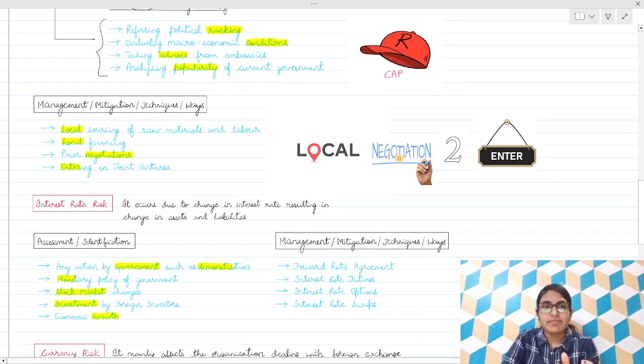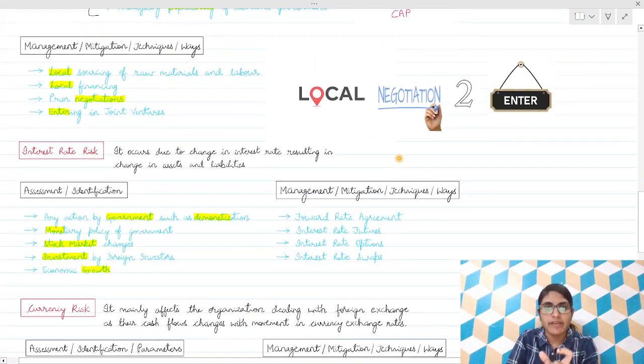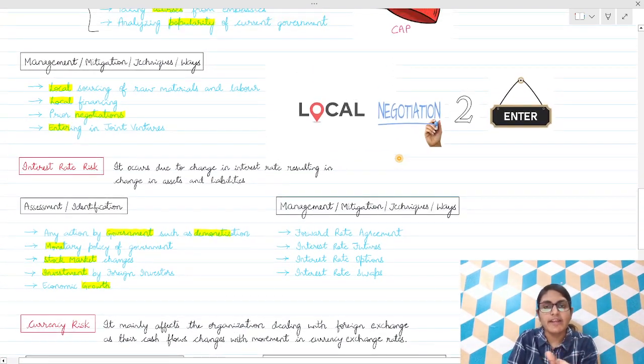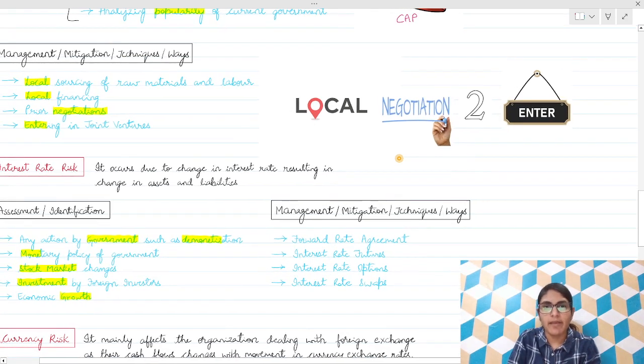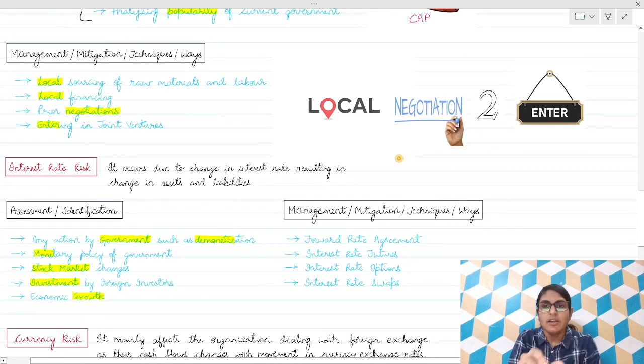Next, management or mitigation of risk or ways of political or country risk. How will you manage? Again, local negotiations to enter. You have to make local negotiation. If you're going to Germany, you have to negotiate through the German language. So, local negotiation to enter.